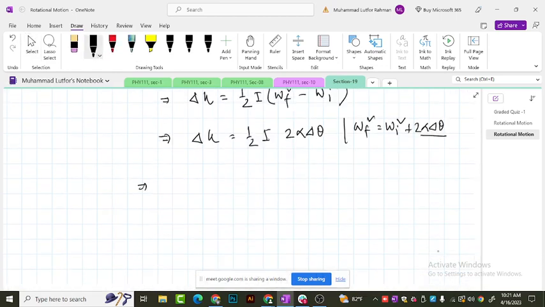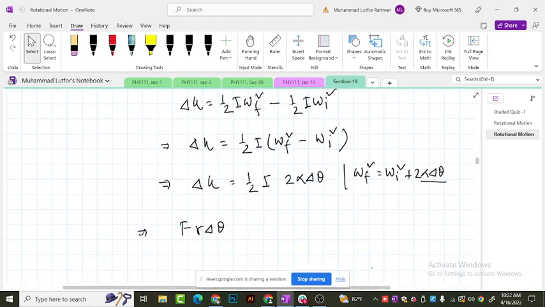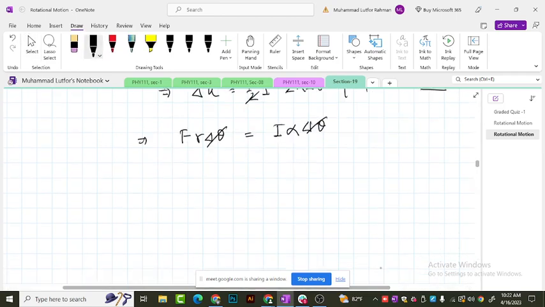So on the left hand side it will be F into R into del theta, from the equation I'm writing. Then on the right hand side, this half will be cancelled out, and I'll find I alpha into del theta. This del theta I can also cancel out from here. Then I will find Fr equals I alpha.